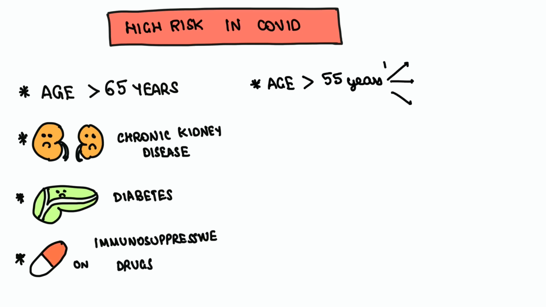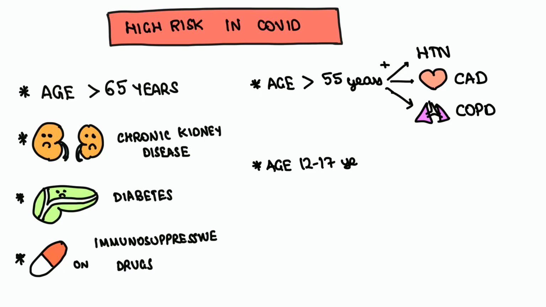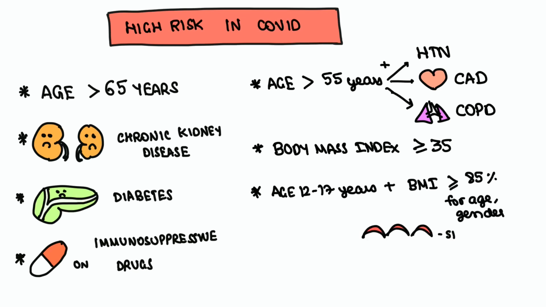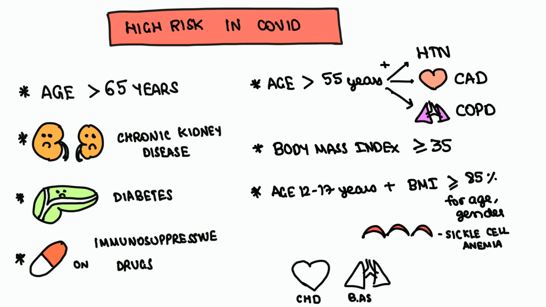Next, if age is greater than 55 years but with hypertension or CAD or COPD. Next, even body mass index more than 35. Age, if it is 12 to 17 years, if it is associated with increased BMI more than 85% for age and gender, or if associated with sickle cell anemia or congenital heart disease, bronchial asthma, or cerebral palsy, these are also high risk factors in COVID.